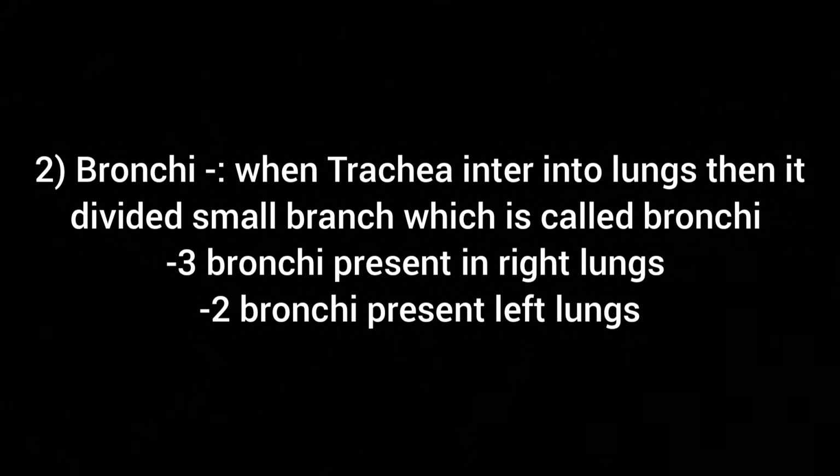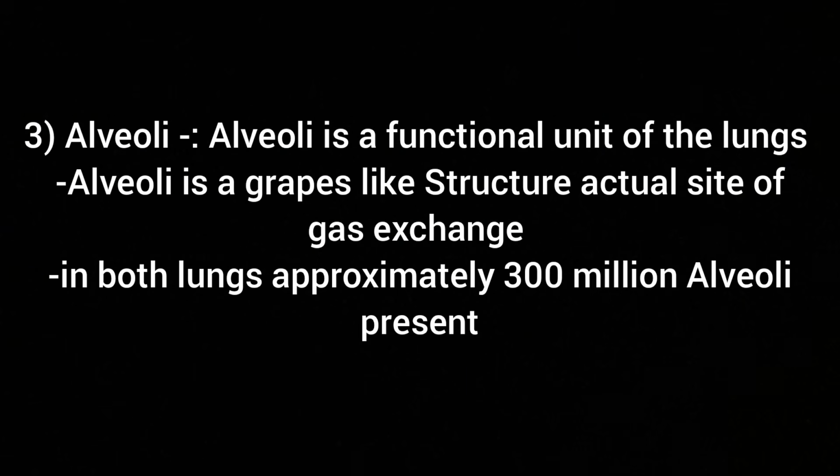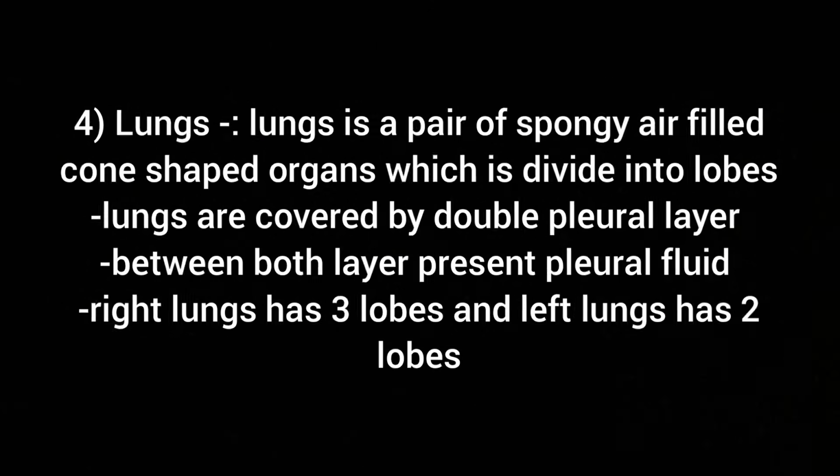दुसरं bronchi. When the trachea enters the lung, it divides into small branches which are called bronchi. 3 bronchi are present in the right lung, 2 bronchi in the left lung. तिसरं alveoli. Alveoli are the functional unit of the lungs. Alveoli are grape-like structures, the actual site of gas exchange. In both lungs, approximately 13 million alveoli are present.